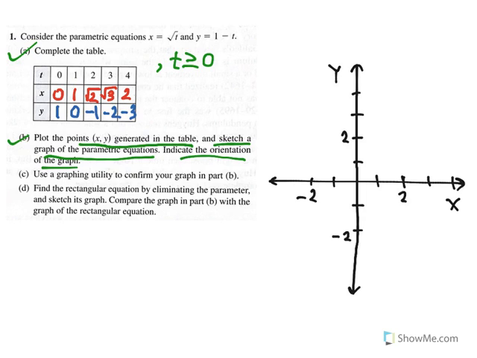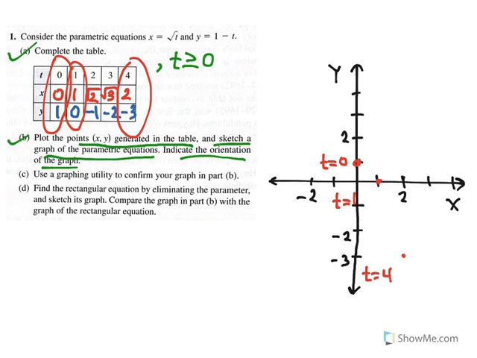So what we do is we just take these ordered pairs and we plot them. For example, when t is 0, we have the ordered pair 0, 1. So 0, 1 is right here, and that corresponds to t is equal to 0. When t is 1, we have the ordered pair 1, 0, which is right here. That corresponds to t is equal to 1. And when t is 4, we have the ordered pair 2, negative 3. So 2, negative 3 would be about here. And we get that when t is equal to 4.